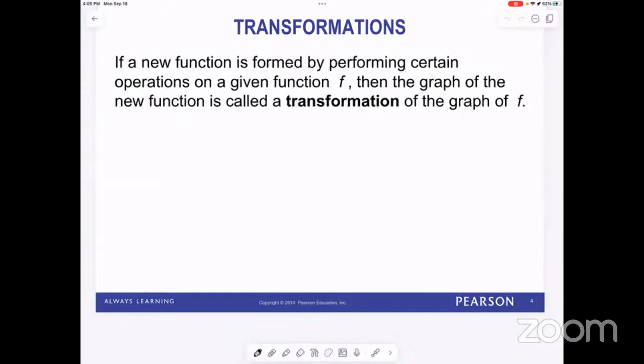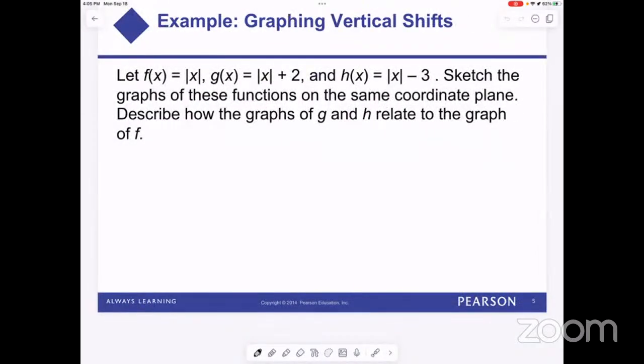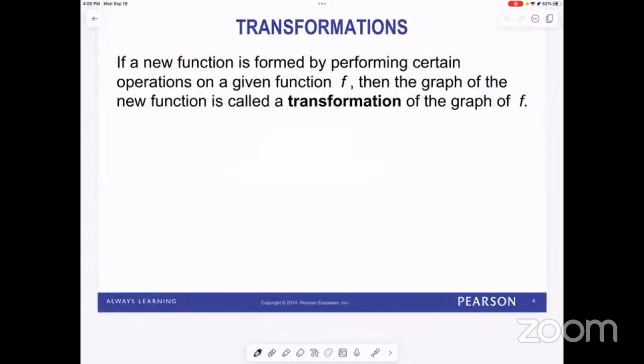Okay, so again, last time we were exploring a collection of basic functions. So then here we're going to be taking those basic functions and then manipulating them to generate graphs. Okay, and so that's what we're going to be doing, transformations.